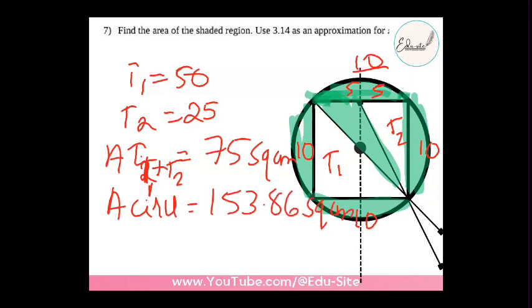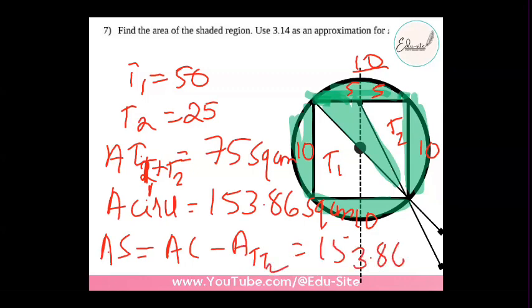The area of the shaded part is equal to the area of the entire circle minus the area of triangle 1 and triangle 2. So it is 153.86 minus 75, which gives you 78.86. This was your final answer. That is it. Understood? This is quite an easy problem.